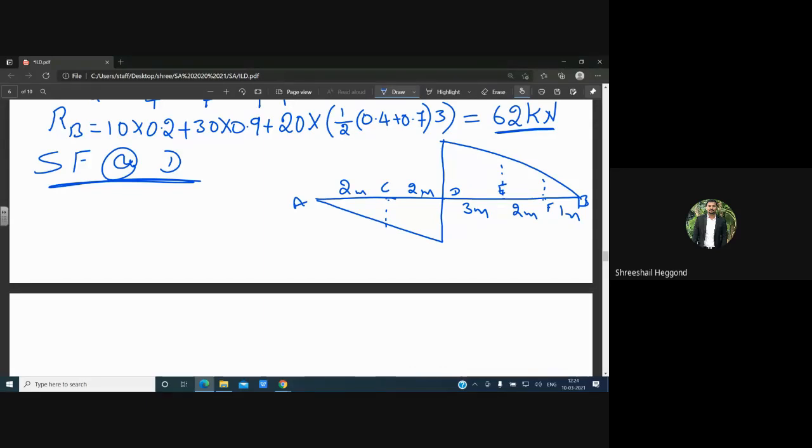The diagram is well known to you. The point at which shear force is asked, at that point your sign convention will change from negative to positive. Therefore, you don't need to worry about drawing the diagram. Wherever the point is asked, at that point you need to change the sign from negative to positive.